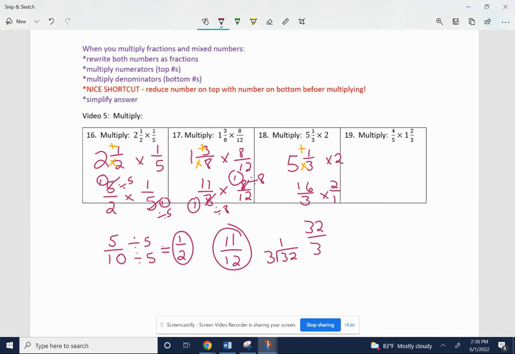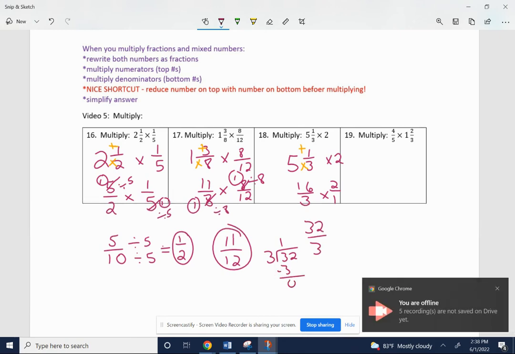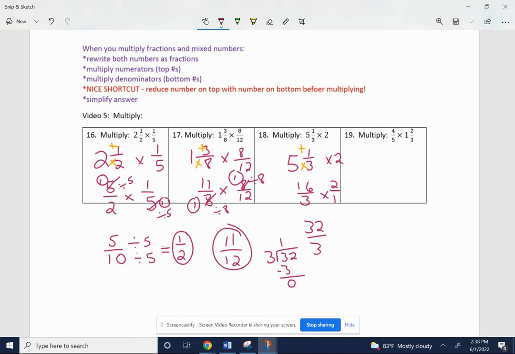Okay, 3 goes into 3 once. Subtract 3 from 3, you get 0. Bring down the 2. 3 will not go into 2, so our remainder is 2. I mean, you can think of it as taking 3 times 0 and subtracting. But you have 2/3 left over. So the final answer is 10 2/3.